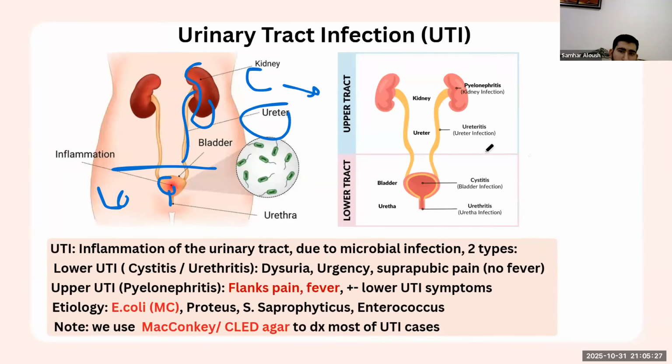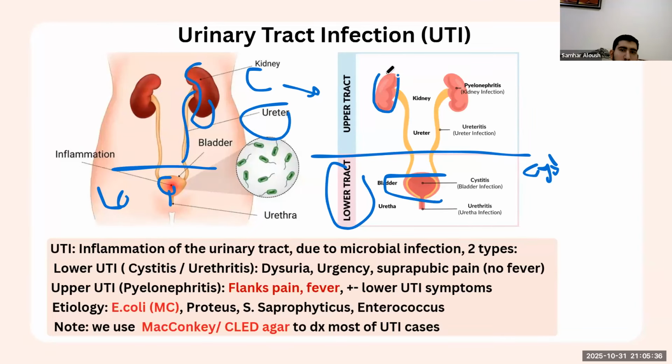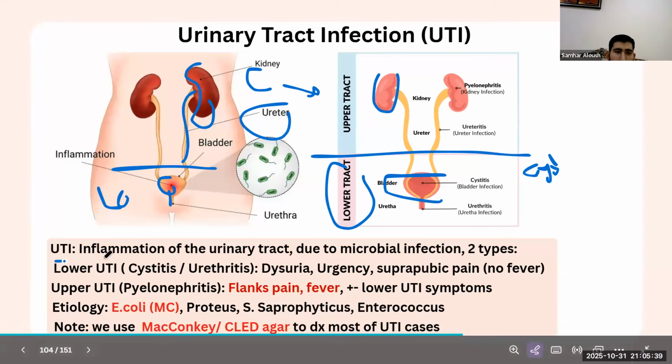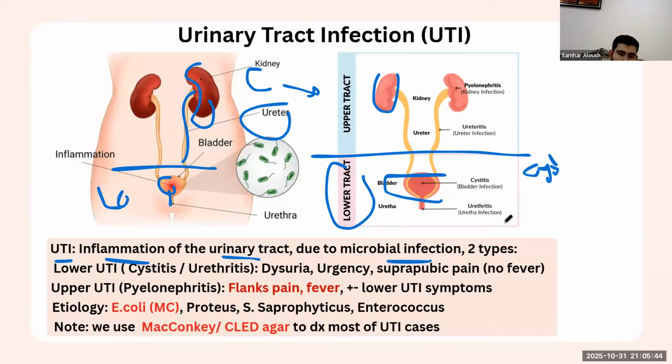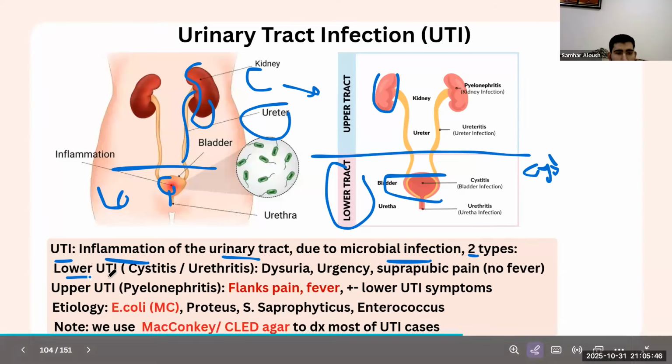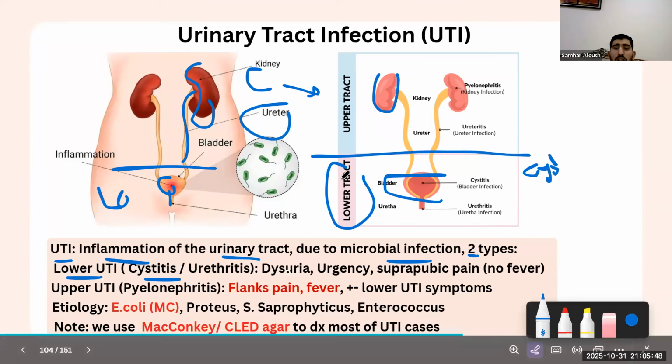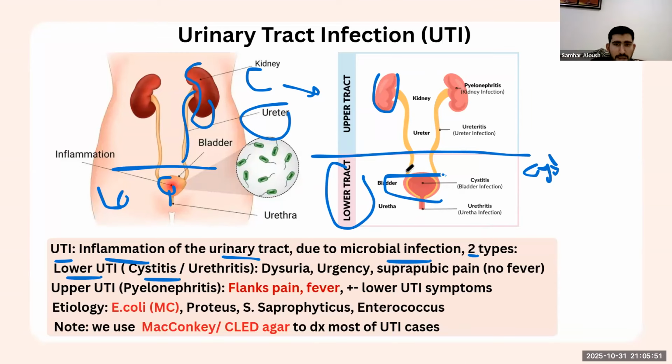Okay. If the infection is till the bladder, we call it cystitis, which is inflammation of the bladder only, or the urethra with it. That's lower urinary tract. If it affects the kidney, we call it upper urinary tract. So UTI is inflammation of the urinary tract due to microbial infection, meaning bacteria caused this. Two types: either lower UTI, which is cystitis or urethritis. What are the symptoms if it's lower, the bladder only? They will have dysuria, urgency, suprapubic pain, meaning the pain is only at the bladder. Very minimal, I would say. No fever.